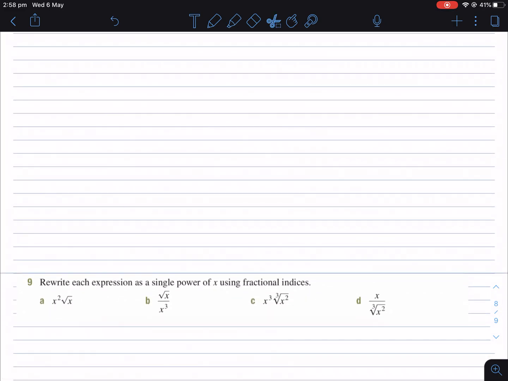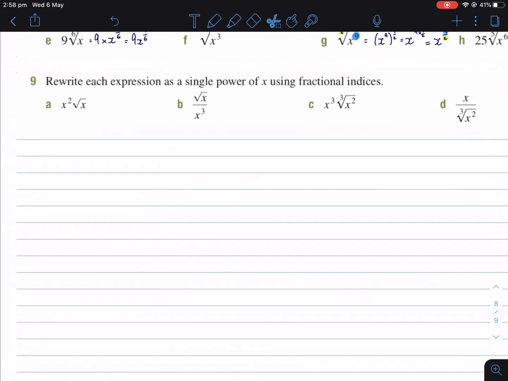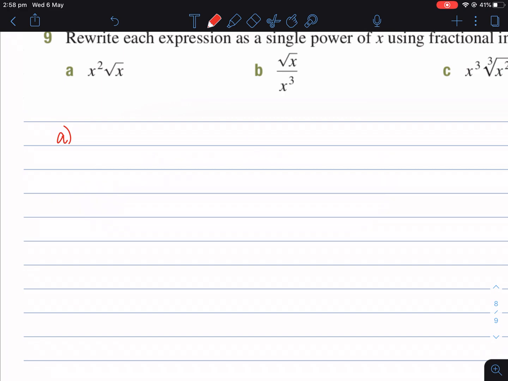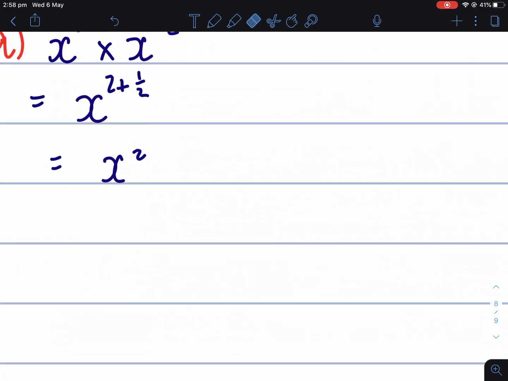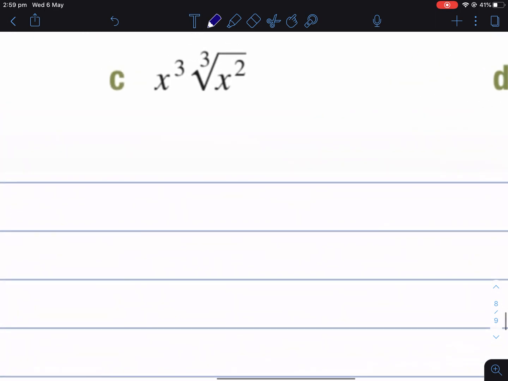Last one for this video, question 9. Rewrite each expression as a single power of x using fractional indices. Ooh, handy. This is a really good skill to have, by the way, to be able to do these. So this is the same as x squared times x to the half. This is a skill we're going to use a lot when we do differentiation later on. So this is the same as x to the 2 plus a half. So this is x to the 5 on 2. You can add the 2 plus a half, by the way, in your calculator. I want to write that 5 better because my 5s are always terrible. Always.